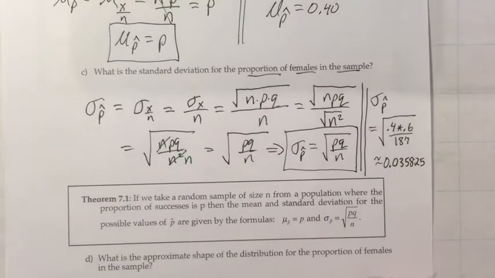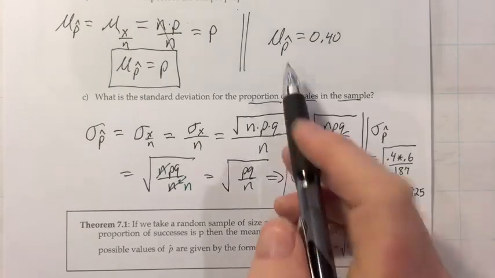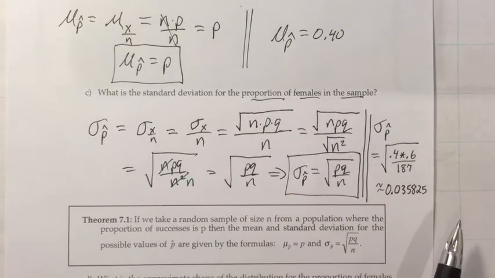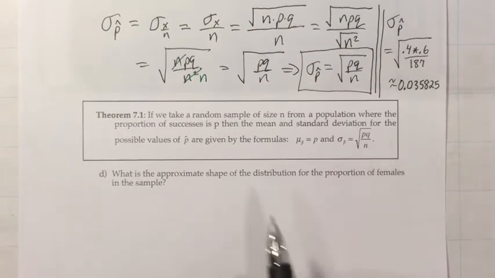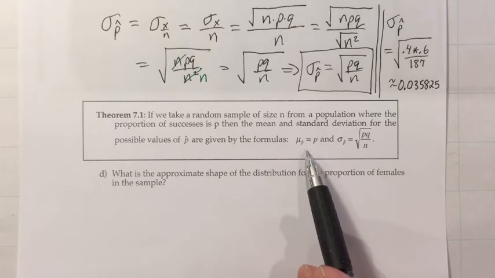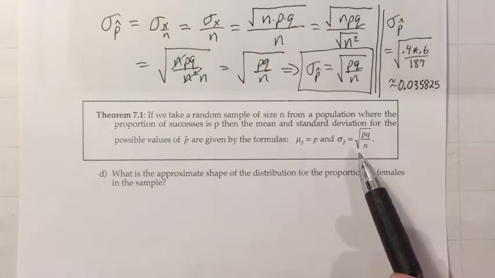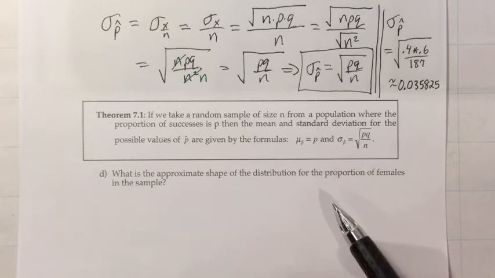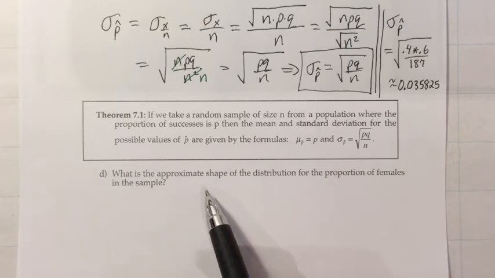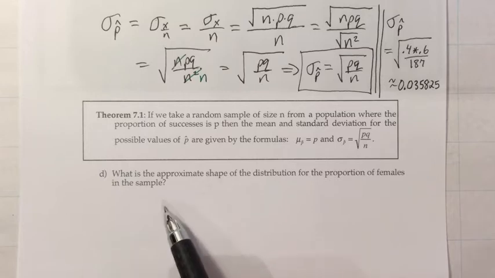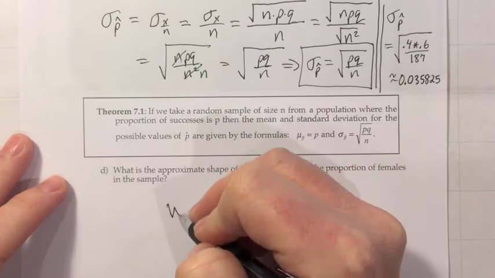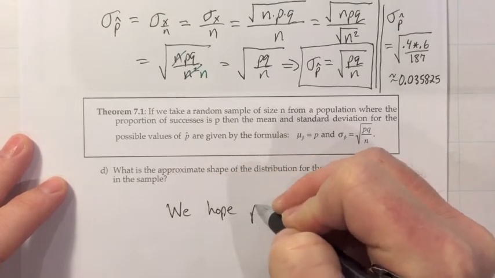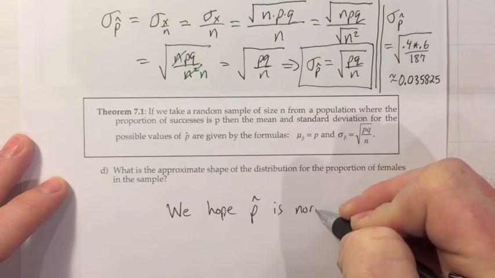All right, and again, we'll run a tech demo in a minute to verify both that this happens and this happens. But first, let's look at the last question on this page, and then we'll go to that tech demo. So we said we had 3 questions on the previous page. What's the mean of the p hats? Seems like we have a formula for that. What's the standard deviation of the p hats? We have a formula for that, and I'll show you on the tech demo that that does work out. But the last question is, what is the approximate shape of the distribution for the proportion of females, or what kind of distribution does p hat have? And I can tell you what we're hoping for. We hope that p hat is normally distributed.